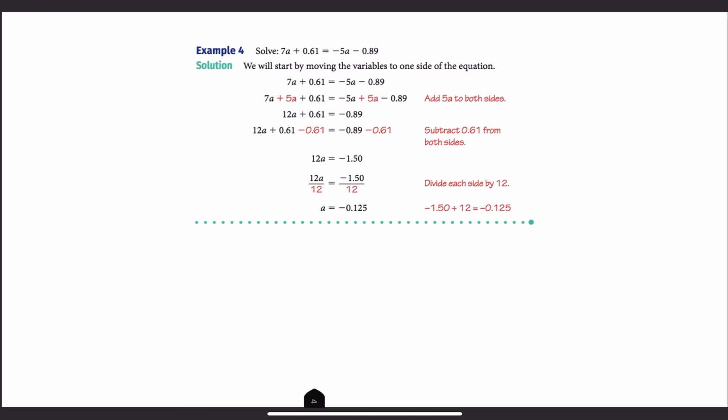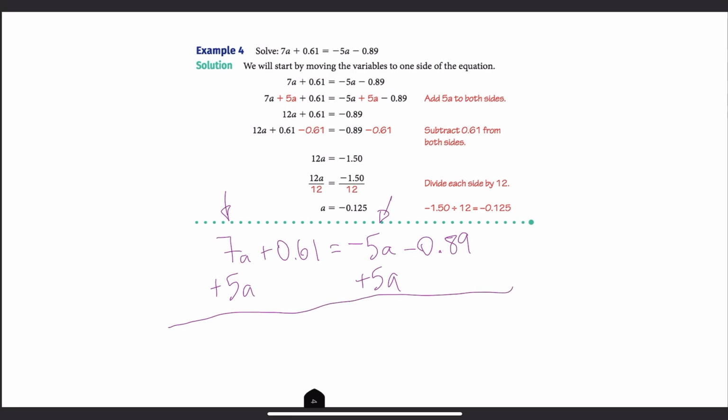All right, how about something a little bit more involved? Okay, so the first thing we want to do is we want to get all the variable terms to one side. So in this case, I see here's this variable term here and one here, and I typically want to go after the smaller one. In this case, negative 5 is smaller than 7. So I'll go after this one by zeroing it out. If I add 5a to this side, I have to add 5a to this side. Negative 5a plus 5a, that zeroes out. So that's exactly what I wanted.